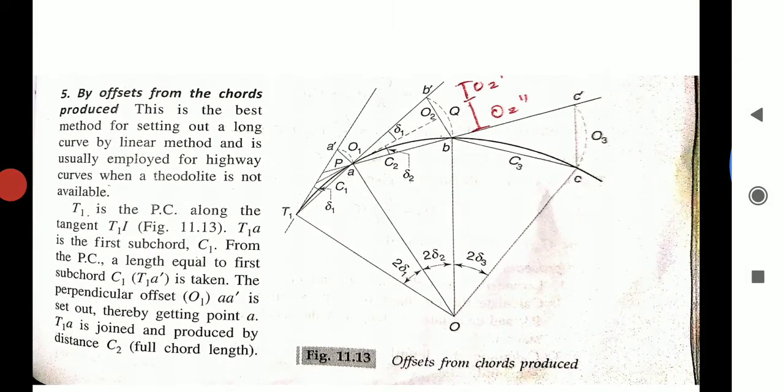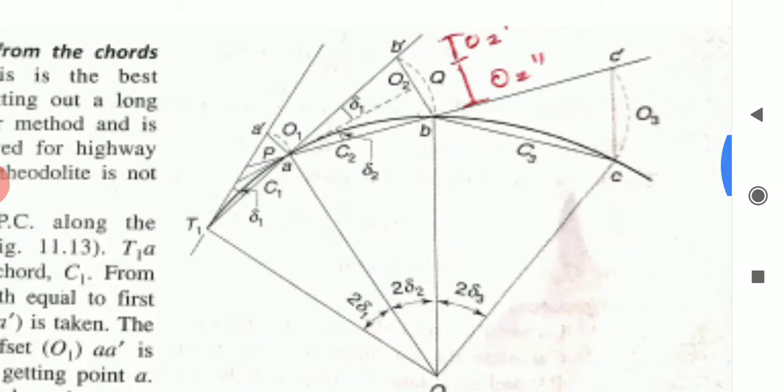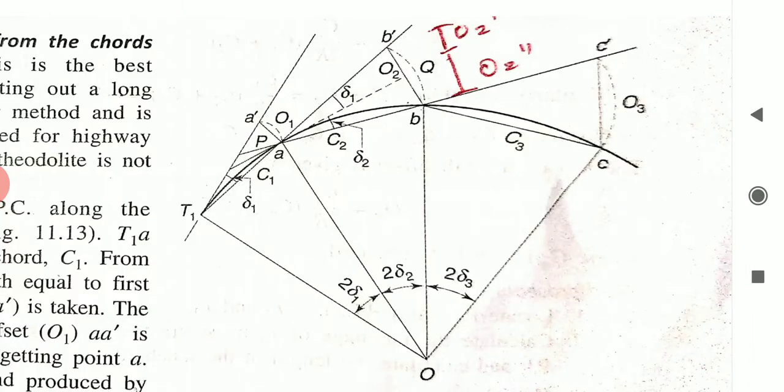The second one is the offsets from the chord produced method. See here, this is a diagram of the chord produced method. I will read it once. This is the best method for setting out a long curve by the linear method and is usually employed for highway curves. When a theodolite is not available, it is convenient.